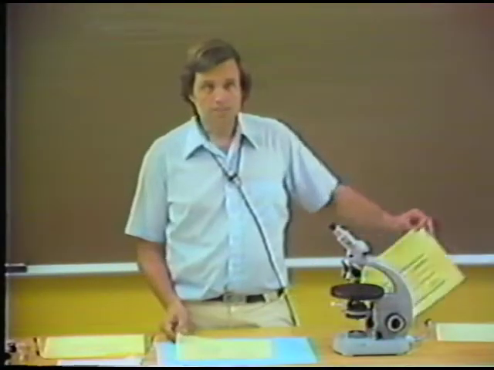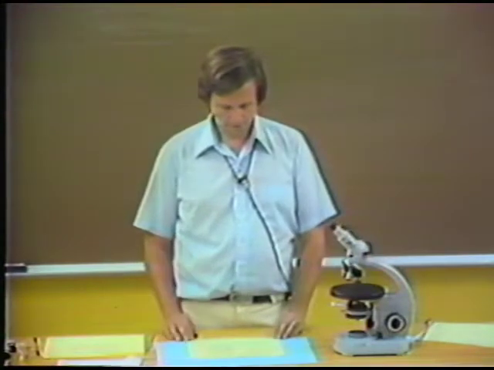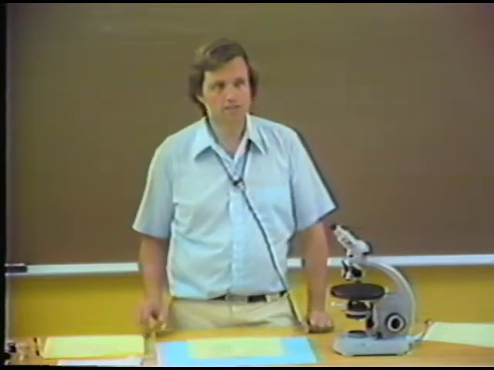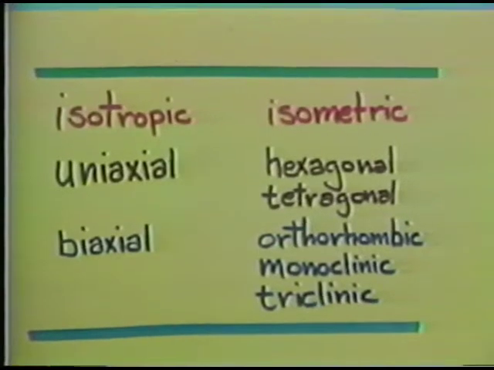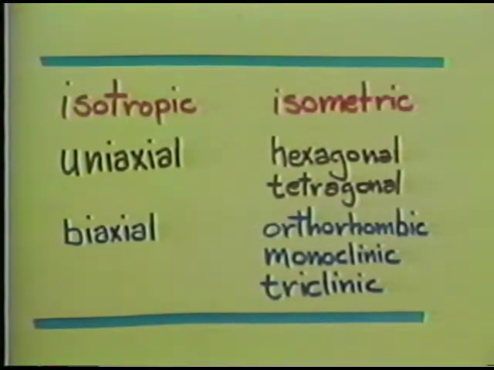Now, the optical subdivision of minerals is very closely tied to crystallography. As I said, isotropic minerals are from the isometric crystal system. And as the symmetry becomes less in these minerals, that is, as we go to less symmetrical groups, hexagonal, tetragonal, orthorhombic, monoclinic, and triclinic, the minerals become more optically complex as well. Uniaxial minerals include both the tetragonal and hexagonal crystal systems, while biaxial minerals include orthorhombic, monoclinic, and triclinic crystal systems.